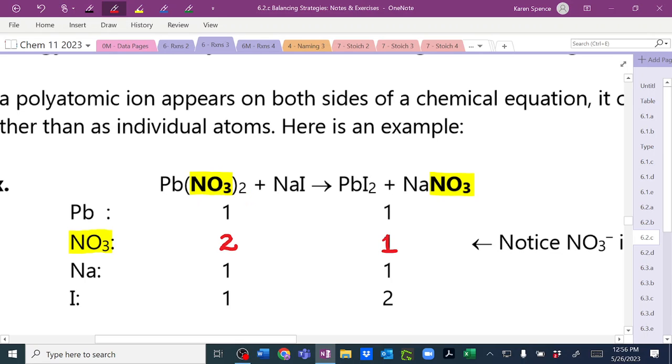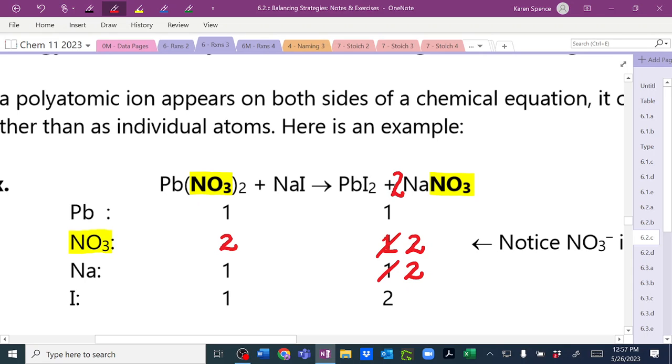So let's balance something. Doesn't really matter. We don't have any huge subscripts, so we could pick anything with a subscript. Let's do nitrate because it's here. Okay, let's put a 2 in front of NaNO3. That changes NO3 to a 2. It also changes Na to a 2.